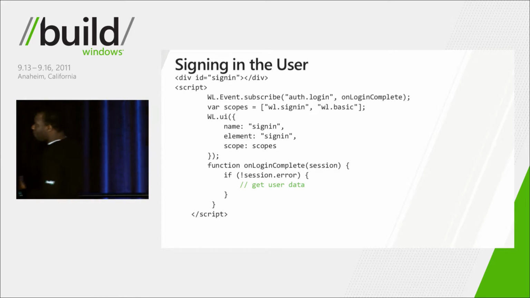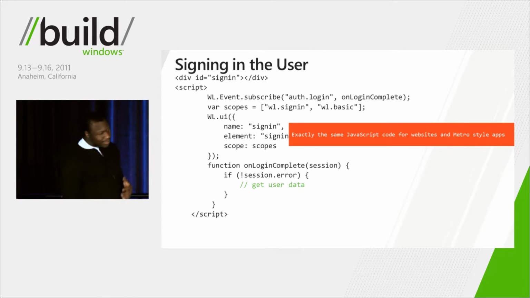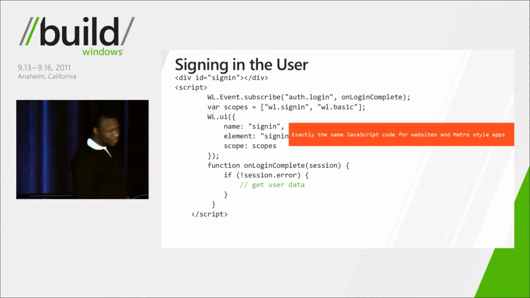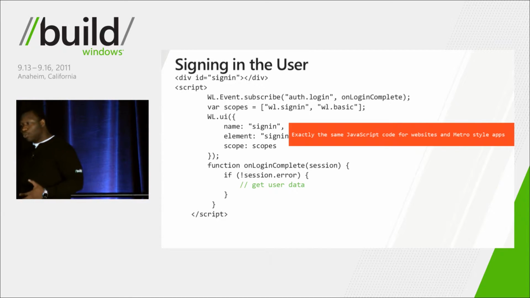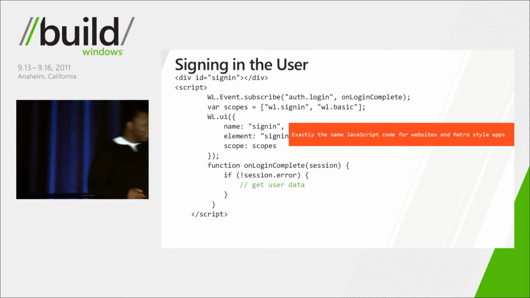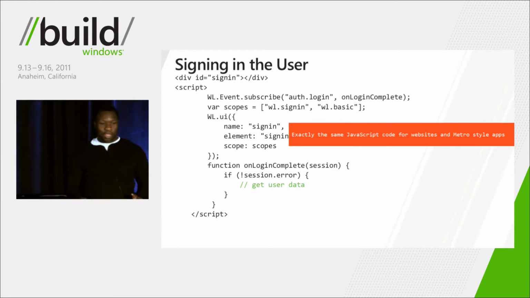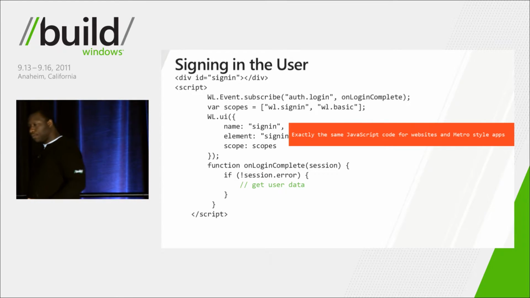And the thing I like best about this code sample is really this. It's exactly the same JavaScript code that you'd use on your website. It's the same JavaScript code you'd use in your Metro Style app. You could literally cut and paste this code, put it on your website, and then grab it and cut and paste it and put it in your Metro Style app, and you'd get the exact same functionality, the exact same code.